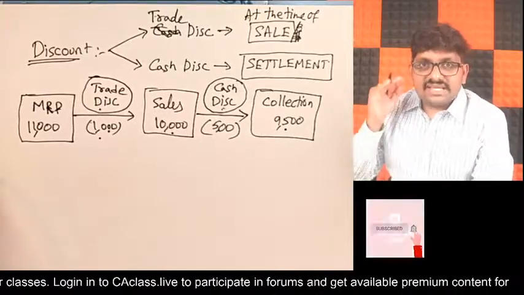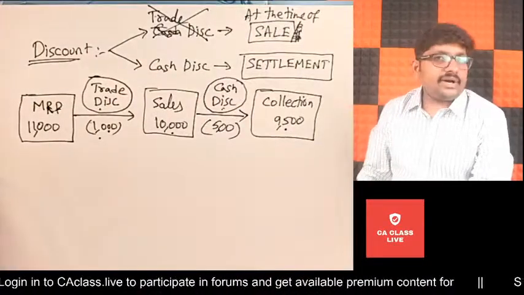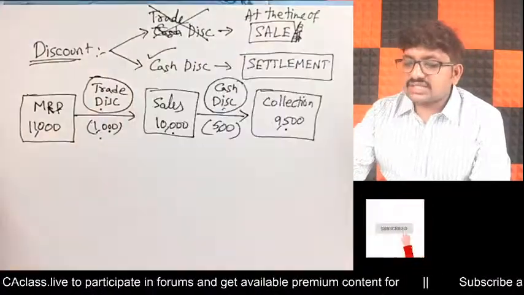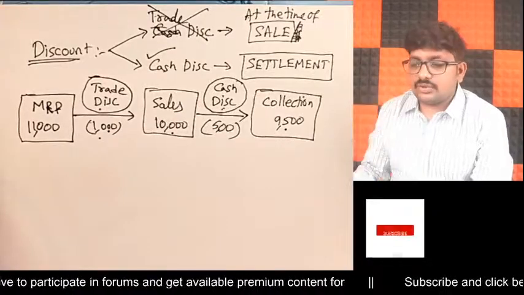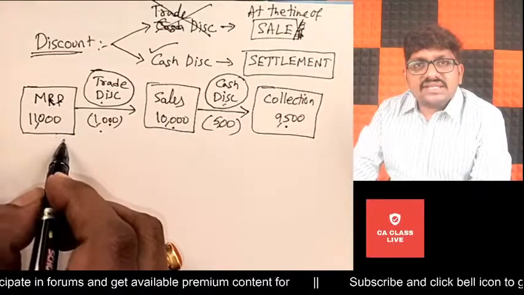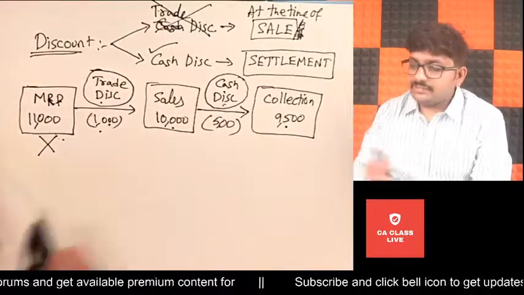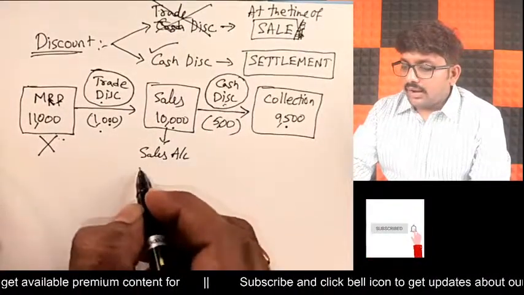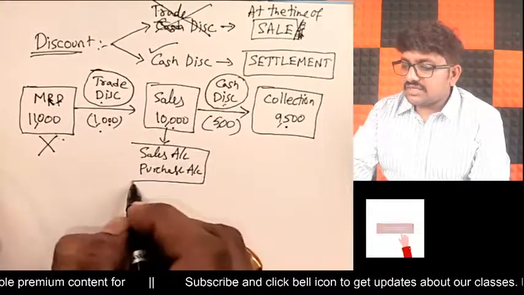It is very simple. Never record trade discount. It will never be recorded, friends. Only cash discount will be recorded. Never record trade discount, record only cash discount. What does it mean? If, for this example, you ask how much is the MRP, I am nowhere bothered. Now, my sales account or purchase account will be taken at what price?